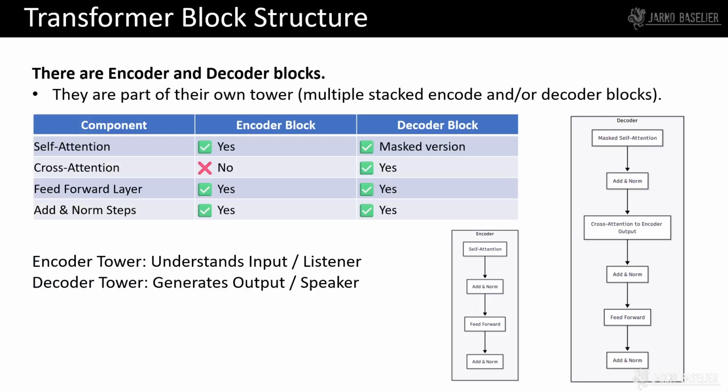Like I told you, there are encoder and decoder blocks, and they are each part of their own tower. Multiple stacked encode and decode blocks. So let's see. The encoder tower understands input. This is the listener, and the decoder tower generates output, which is basically the speaker. So we find self-attention in the encoder block, and the masked version in the decoder block. We do not have cross attention in an encoder block, but we do have it in the decoder block. And both blocks, encoder and decoder, have a feed forward layer and add and norm steps. And we can see those here as well.